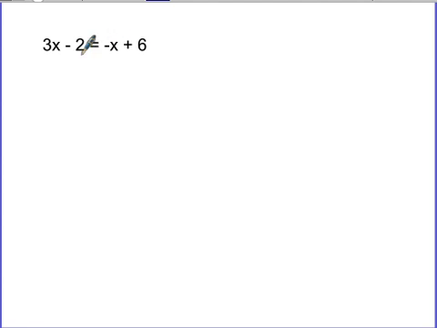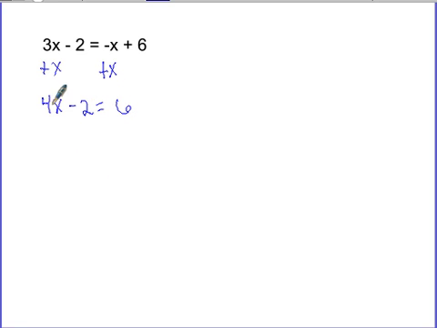3x minus 2 equals negative x plus 6. And so the equations get a little more complex now. We've got constants on both sides and variables on both sides. Let's always start with a variable, and I want to make the variable positive if at all possible. So do I want to subtract 3x or add 1x? That's a real question. 1x. Add 1x. So 3x plus x is 4x, minus 2 equals 6.